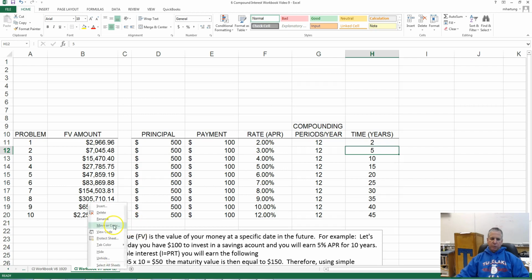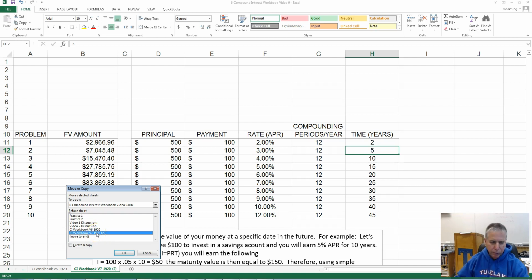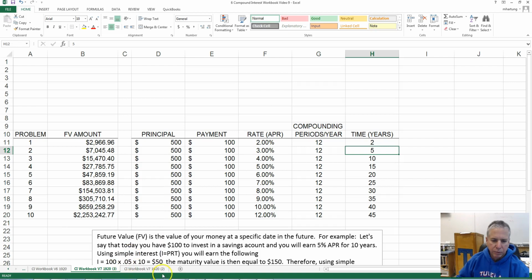Right click, move or copy, select the one you want to make a copy of, create that copy, and then I'm going to take that and move it all the way over to this end here, and then I'm going to rename it video 9, and I can get rid of that 3. So that way we can play around with this and not worry about what we completed back in video 7 and video 8.